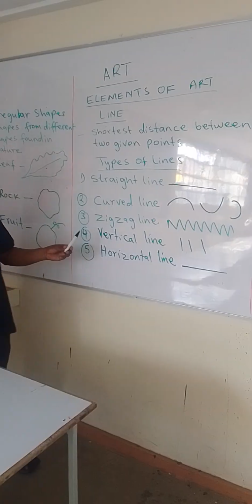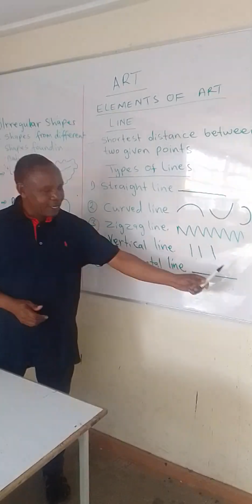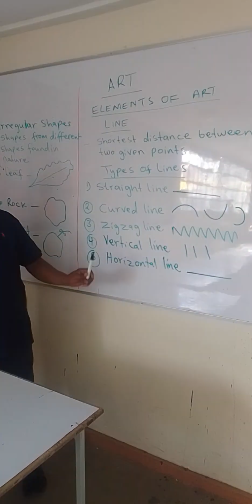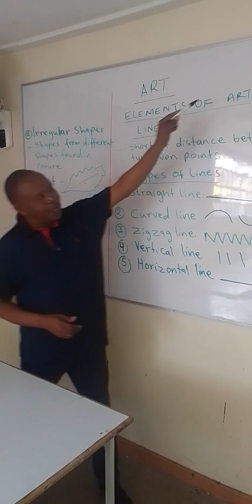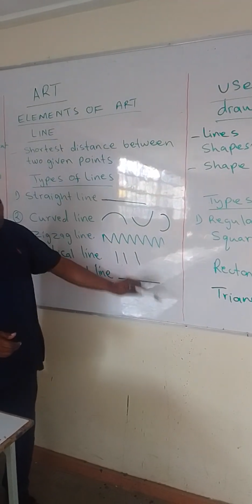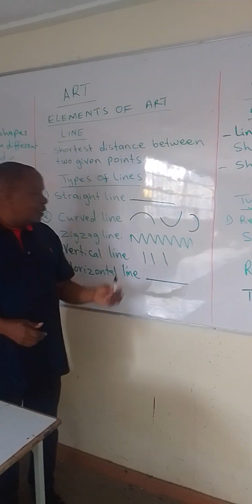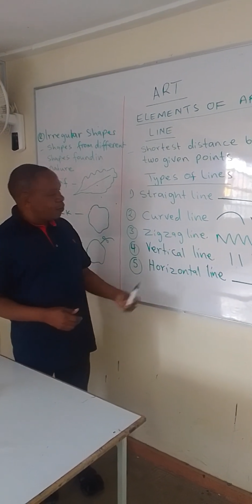And then number three, we have what we call the zigzag line, the line which goes up and down, up and down. Then we have a vertical line. So a vertical line runs from the top to the bottom. Like here, this line is a vertical line. It runs from top to bottom, or from bottom to top. Then number five, here we have horizontal line.